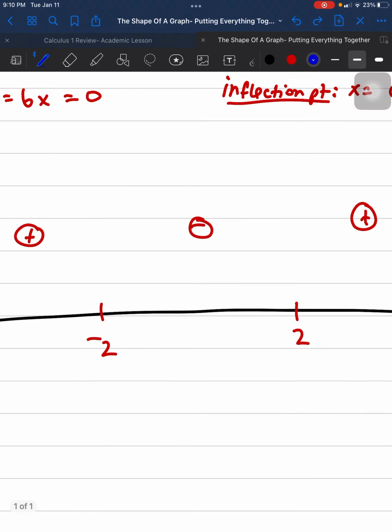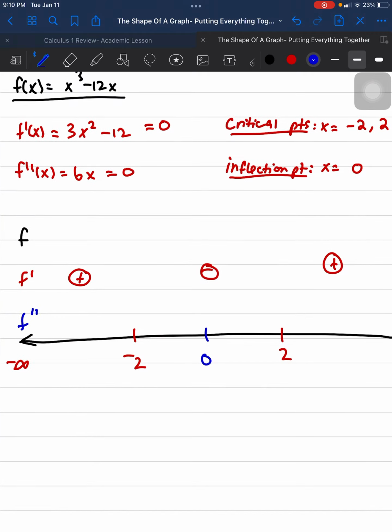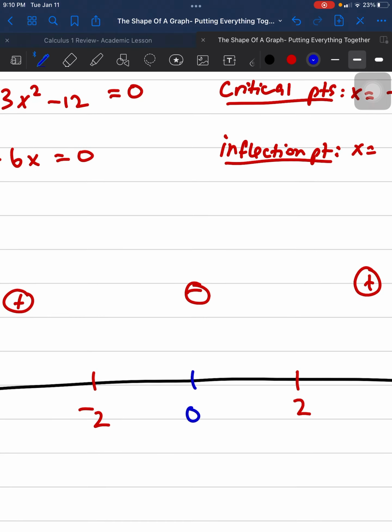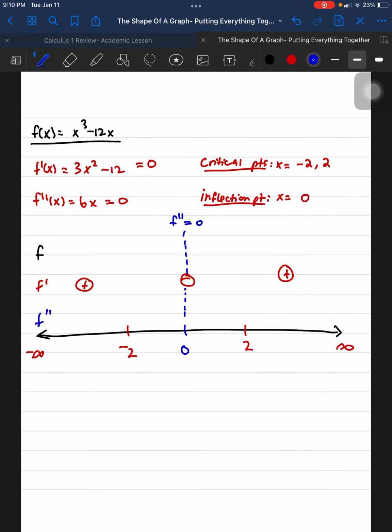So first things first, we should put down the inflection point. The inflection point is 0, right? I'm going to put it like this. This is where f double prime is equal to 0. This is the inflection point, where concavity will change.